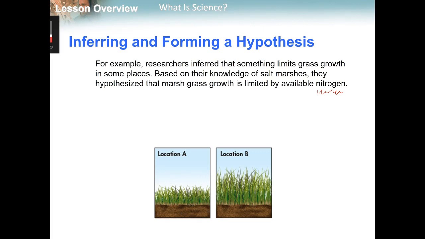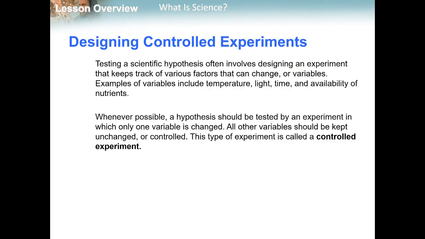maybe one of these areas is limited by the amount of nitrogen that is available within the soil and the water of the salt marsh. So based on what they know about what plants need to grow, knowing that nitrogen is a fertilizer, that it can help plants grow, maybe that's what the problem is in this area. So the next step, once they make that hypothesis, they're going to be able to design a controlled experiment.